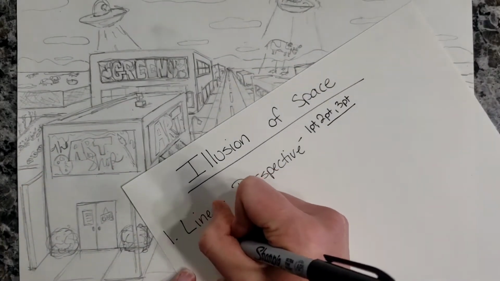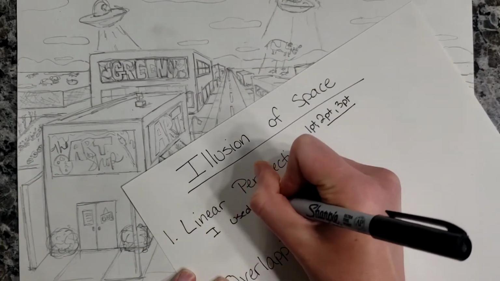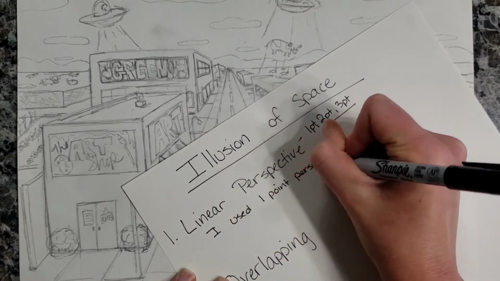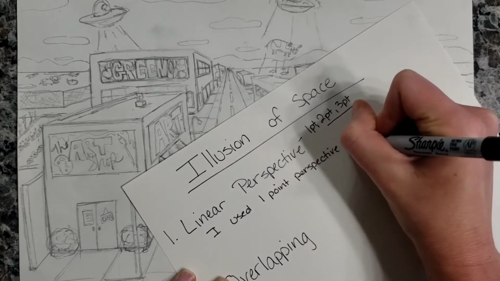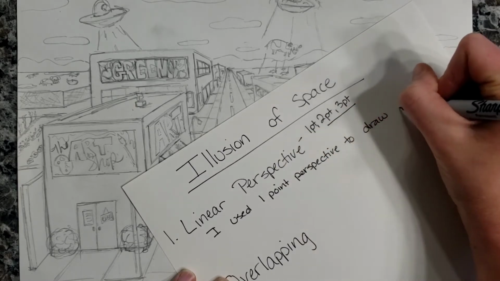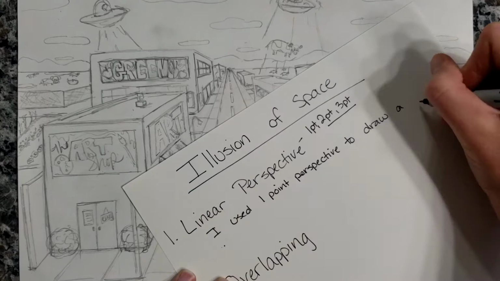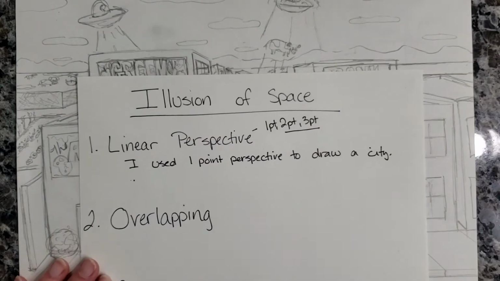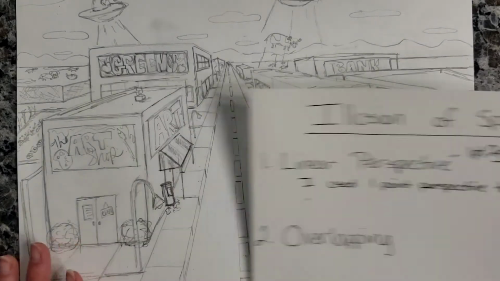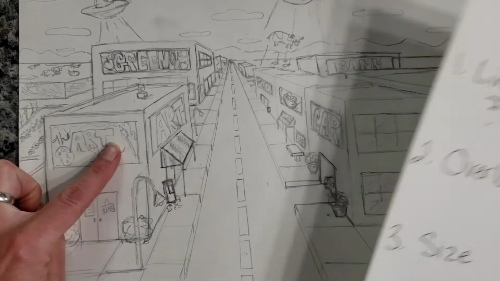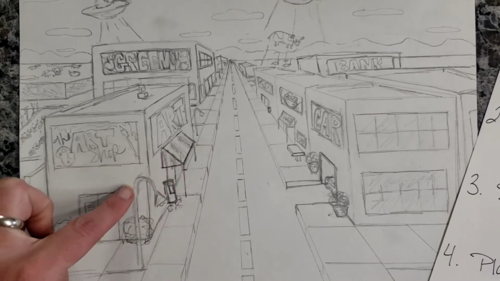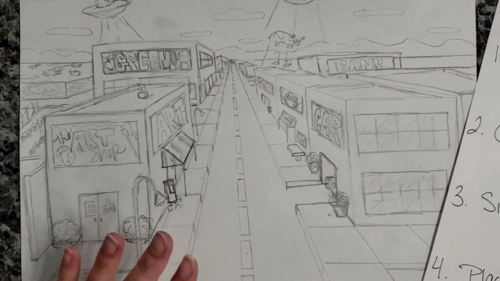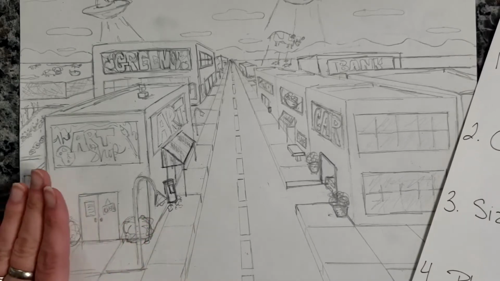But I used 1-point perspective to draw a city. I could have put it over here, I guess. And that's the answer. Okay. My road is using 1-point perspective. My buildings are using 1-point perspective. My signs, my objects that are going further away from, everything is using 1-point perspective. Okay, that's what I use to draw my entire city.